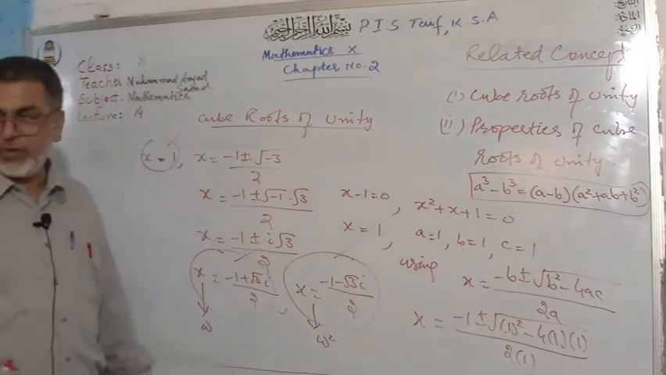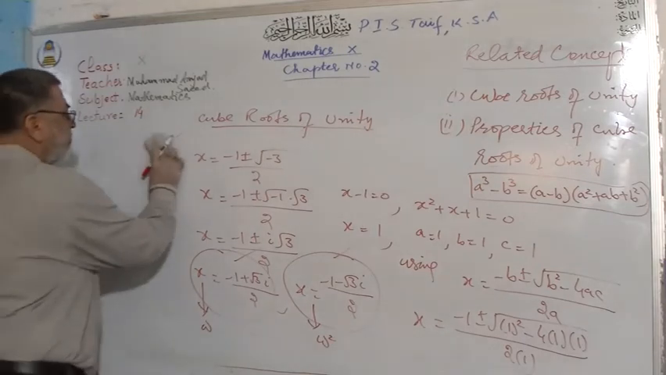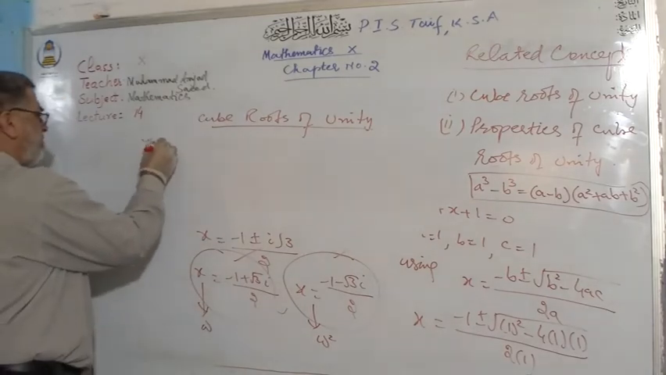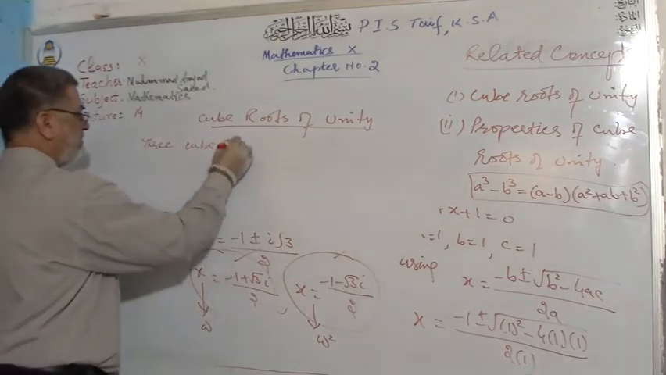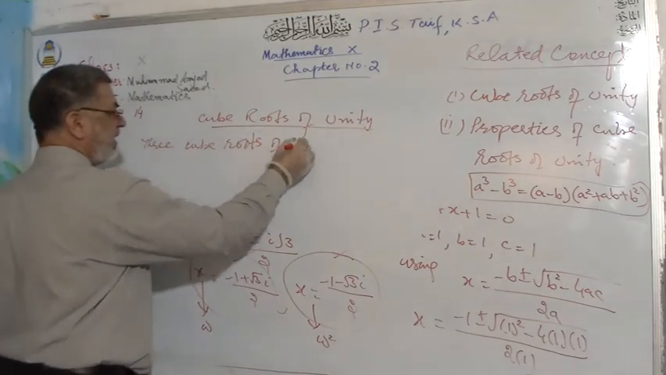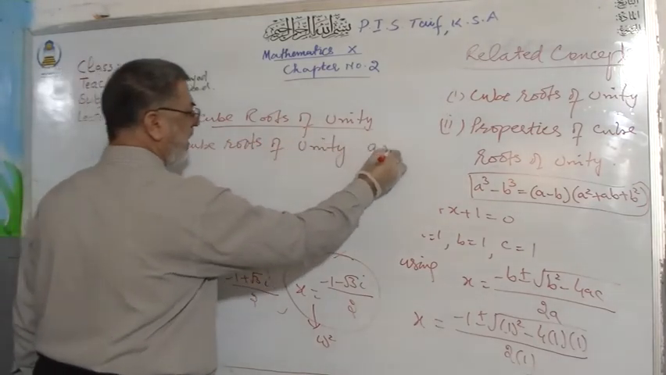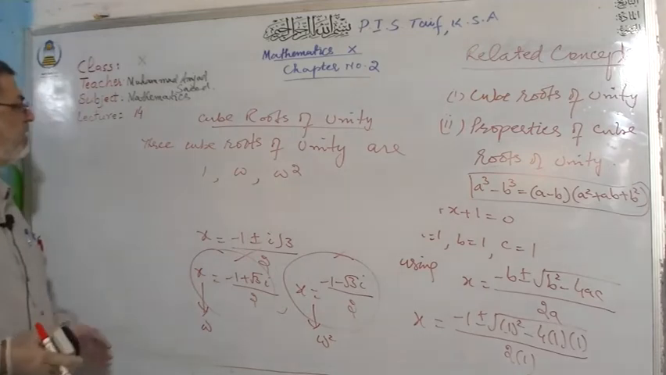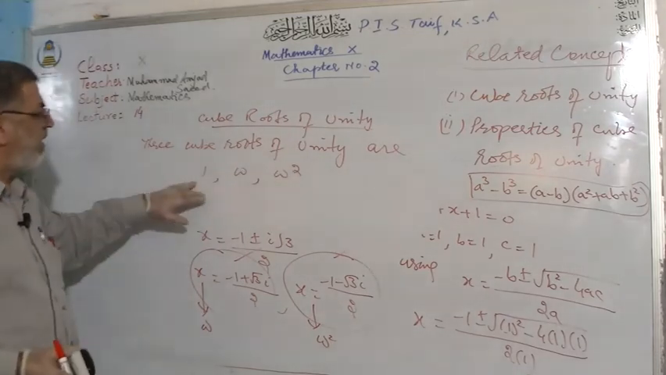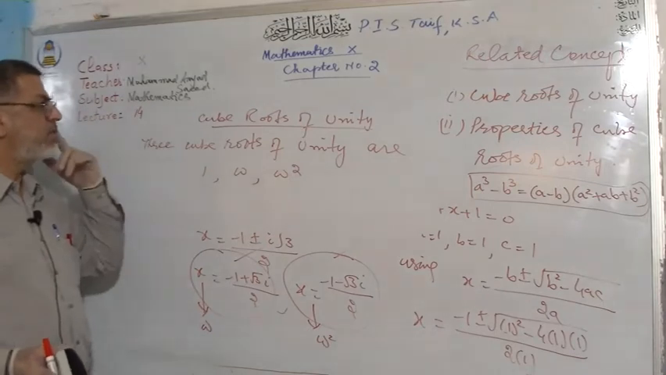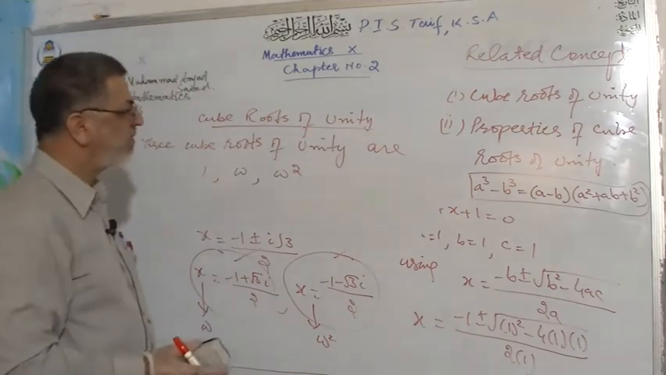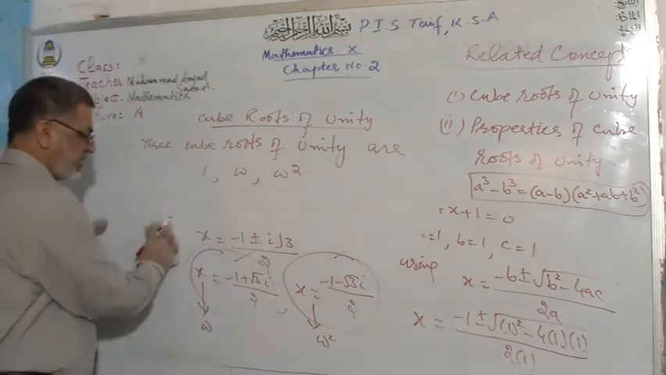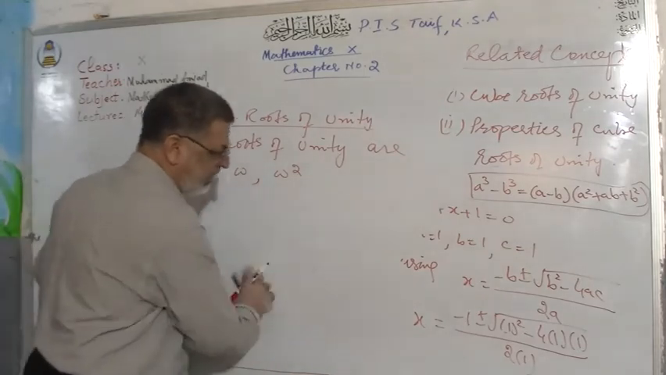So what are the three cube roots of unity now? The three cube roots of unity are 1, omega, and omega square. So these are the cube roots of unity. After that, we will write down some properties, rather we will prove some properties of cube roots of unity.